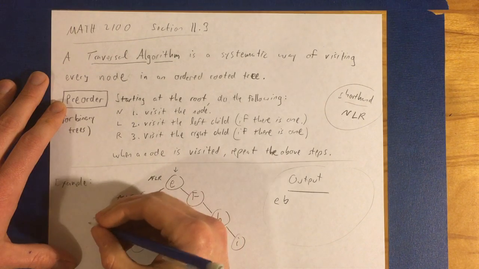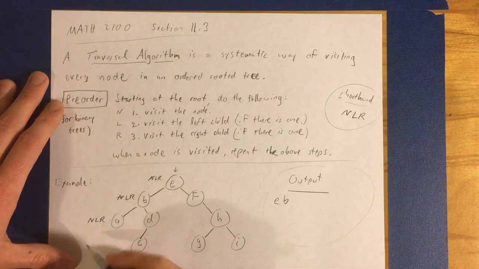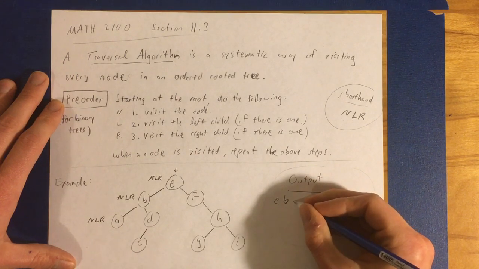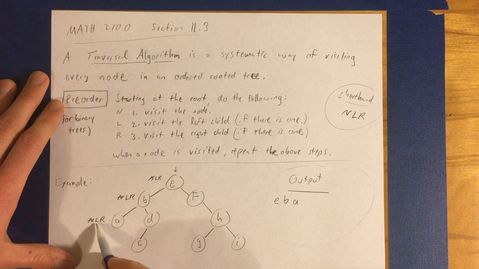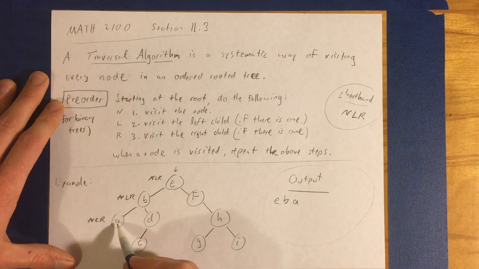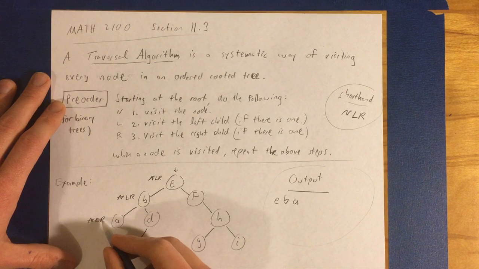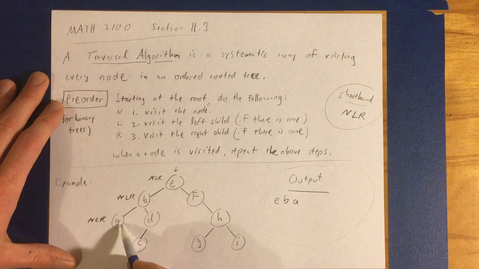That's A. All right, A, what's your to-do list? NLR. First I'll visit myself, so I'll print out A, the node we're on. Then I'll visit the left child if there is one. Do I have a left child? No, so I'm done with that. Now I'll visit the right child if there is one. Is there one? No. So A has now completed its to-do list.